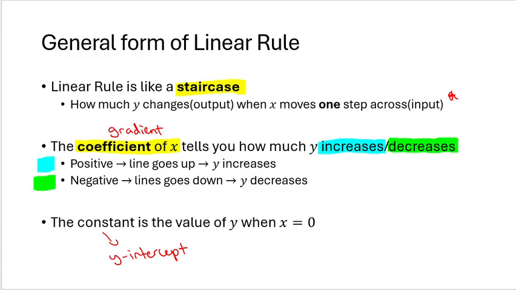So the constant, aka the y-intercept, is the value of y when x equals 0. Okay, and if you remember, this is pretty much based off finding the y-intercept. This is chapter 9F, if you remember that.